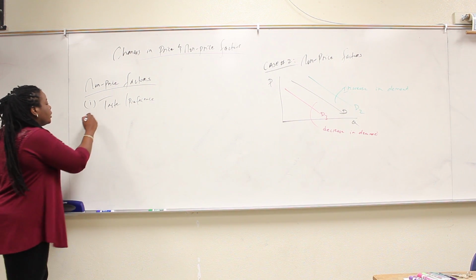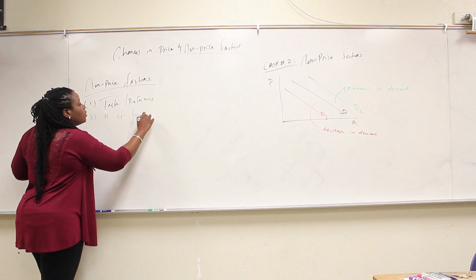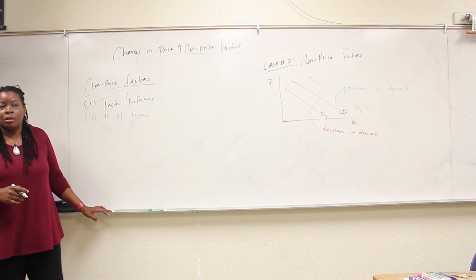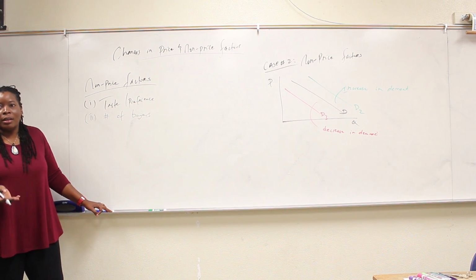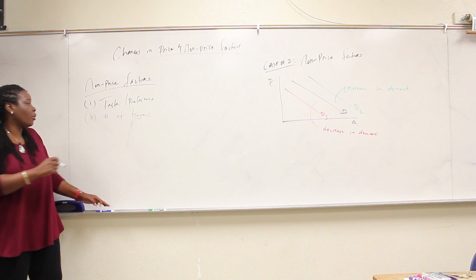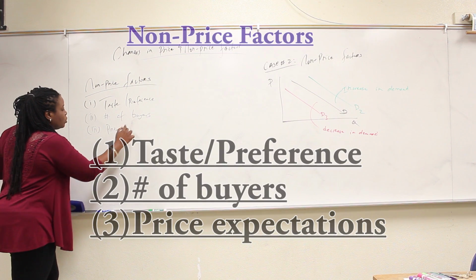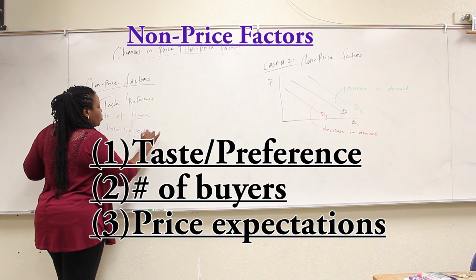What was the second one? The number of buyers. This is fairly simple. More buyers, to the right. Fewer buyers, to the left. And what was the third one? Price expectations. And be careful with this one here.